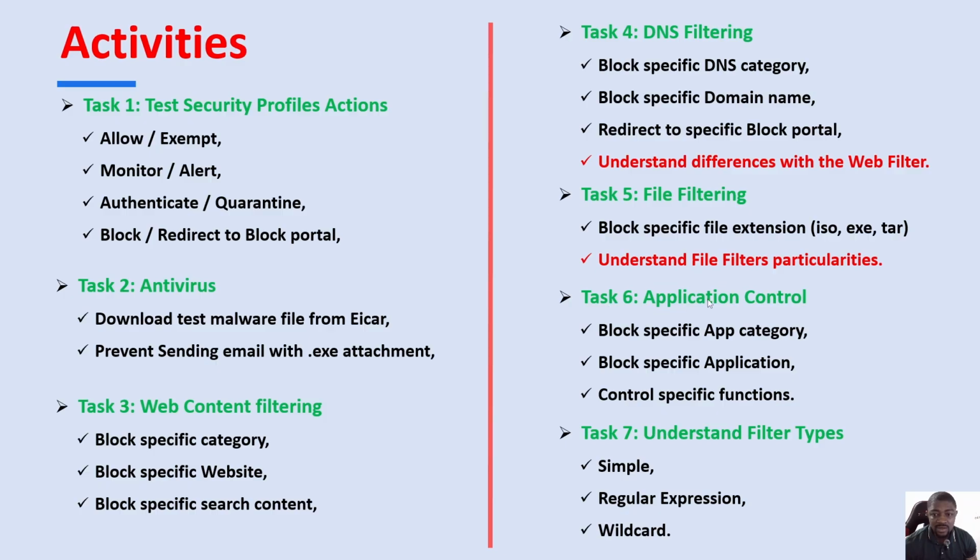Task 6 is about application control. We'll connect to our FortiGate firewall and check how to block a specific category, a specific application, and we'll see how to control some specific functions on some specific application in a category. So let's jump on the FortiGate device.